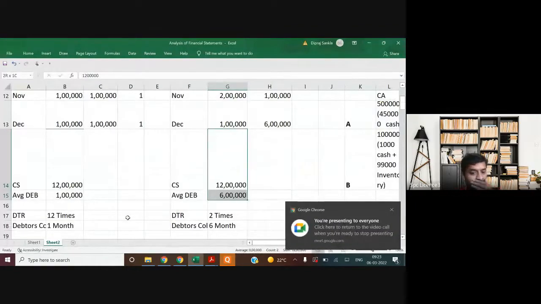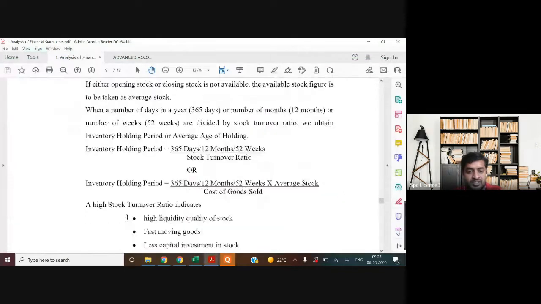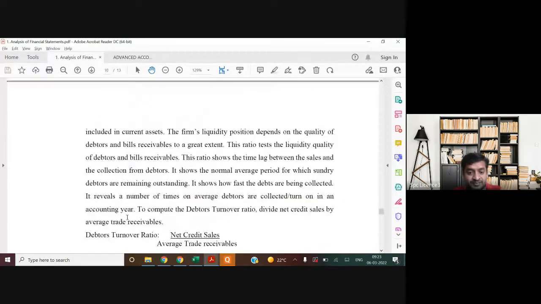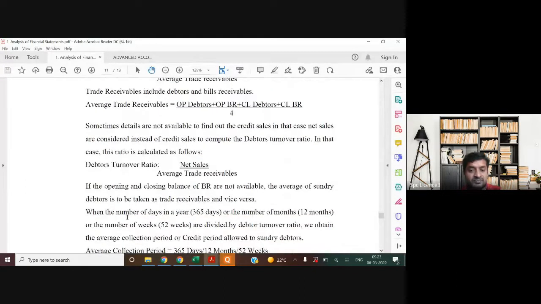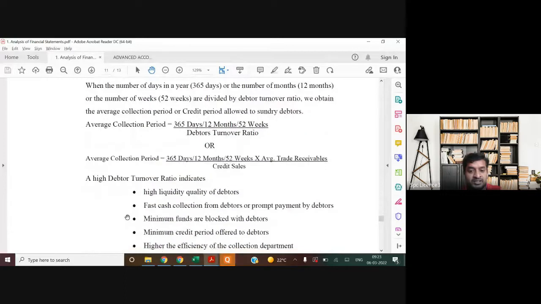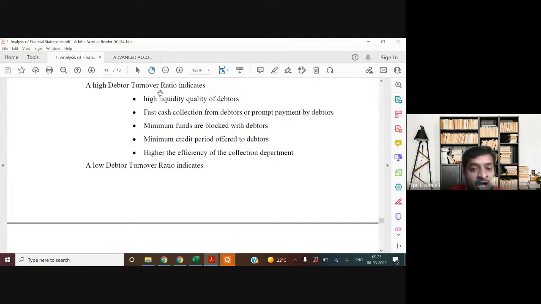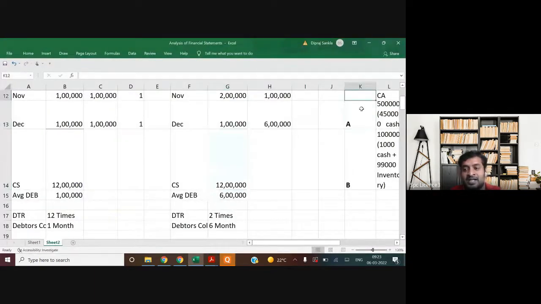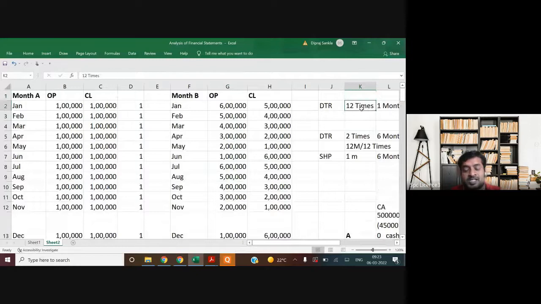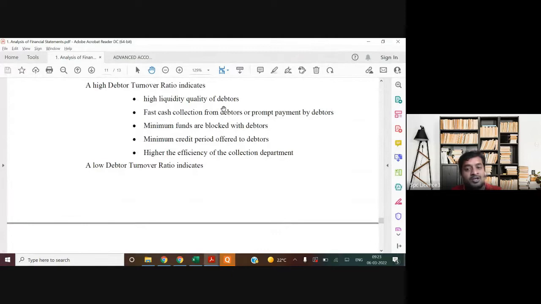Now let's go to the significance of debtor turnover ratio. Debtor turnover ratio मी तुम्हाला सिंपल लँग्वेज मध्ये सांगितलंय. जे बीकॉम लेवलला आहे ते मी तुम्हाला एक्सप्लेन केले. Okay, now see the form. First of all, the debtor turnover ratio, what does it indicate? High debtor turnover ratio, high liquidity quality of debtor. See na, in this company, debtor is collected 12 times. Debtor is converted into cash 12 times in a company. Yes, sir.